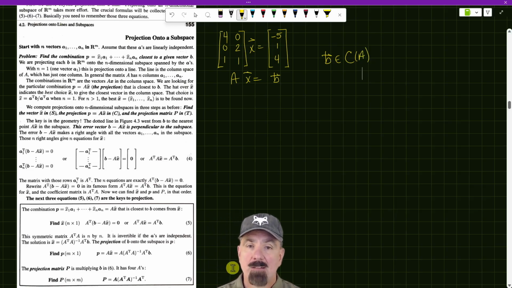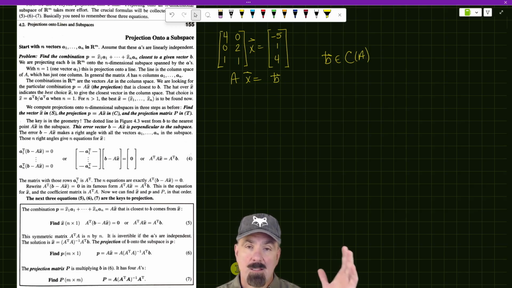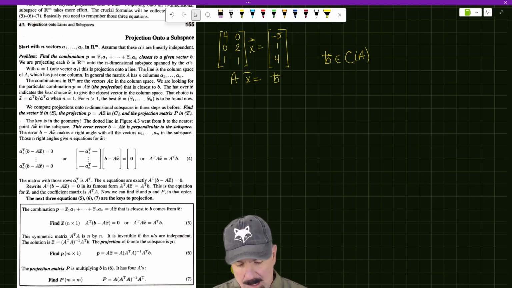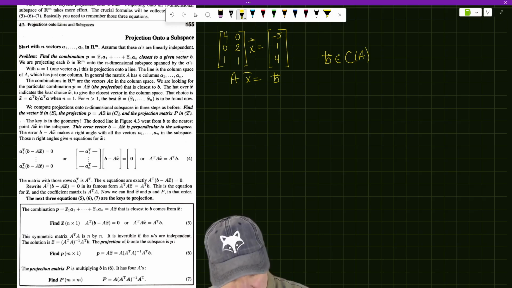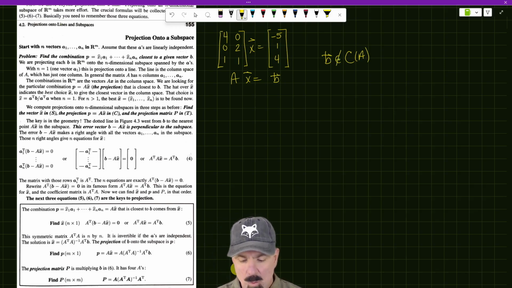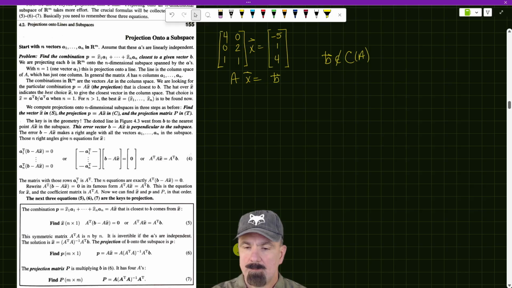An easy check for that is simply to build the augmented matrix and do reduced row echelon form to see whether or not that last equation is 0 equals 1, in which case the system's inconsistent, or if it's just a row of zeros, in which case we have a solution. In this situation, B is not in the column space. And so what we want to do is find the B that is closest to the actual B that we have. Let me show you the picture of what we're trying to do.